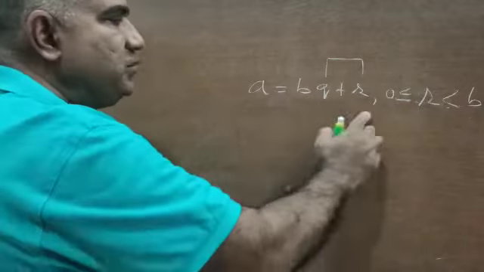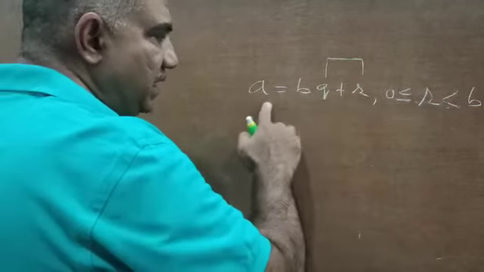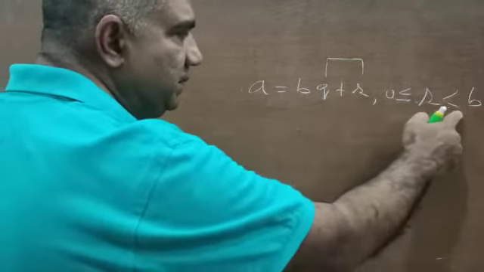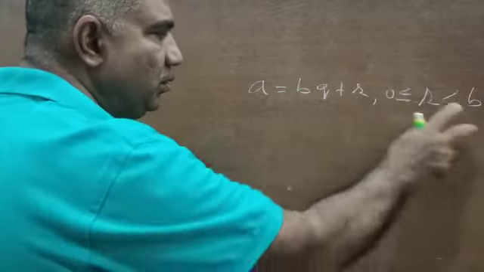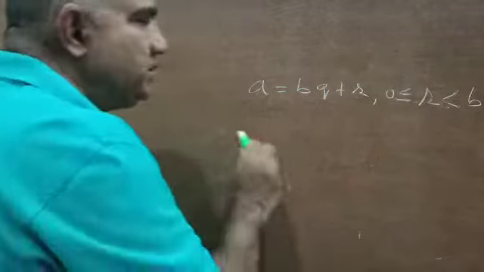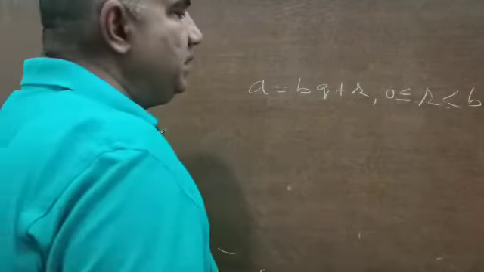And they will also have to satisfy the relation A is equal to BQ plus R. Also R must be less than B, and R can be equal to or greater than 0. These two conditions are there, and all of them must be satisfied. So that was all about Euclid division lemma. Using this, we will see how to find the HCF.